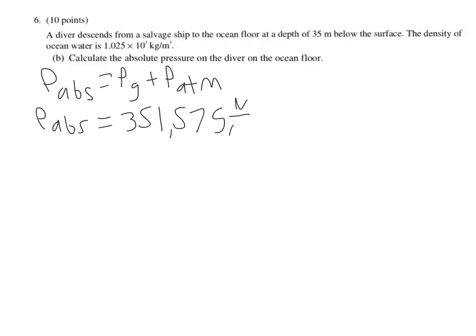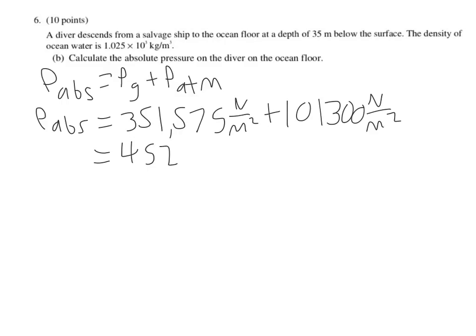And from a simple 1 atm to pascal conversion, which is also newtons per meter squared, we get 101,300 newtons per meter squared. Add the two up, and your absolute pressure is 452,875 newtons per meter squared, which can then also be simplified to 4.5 times 10 to the fifth pascals.